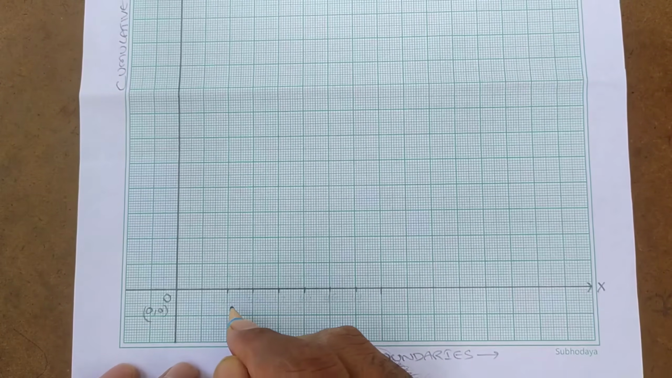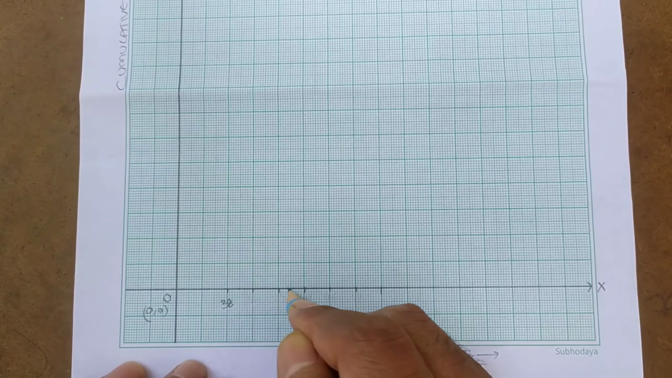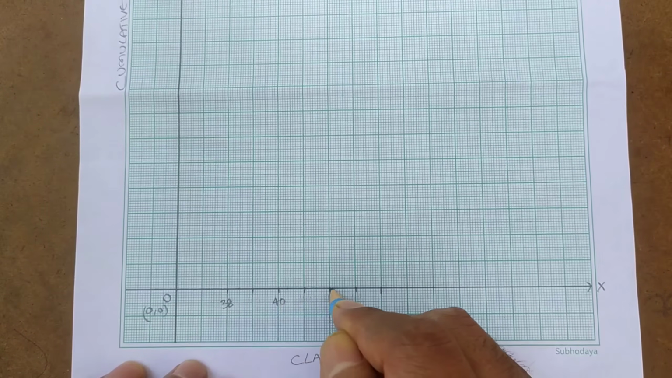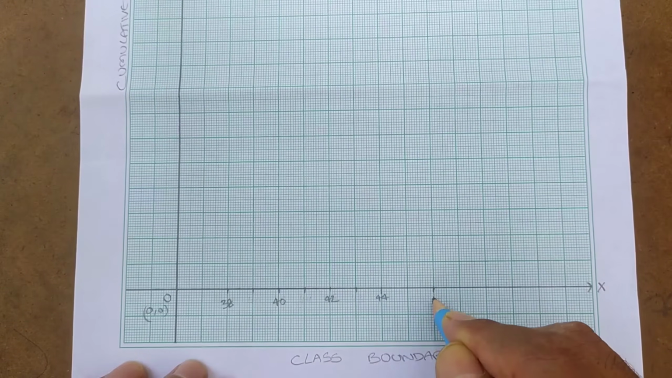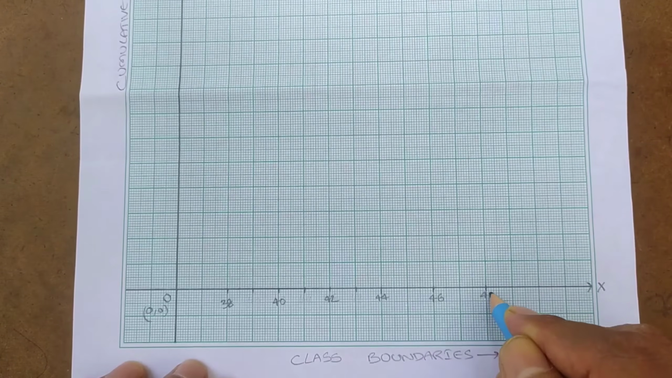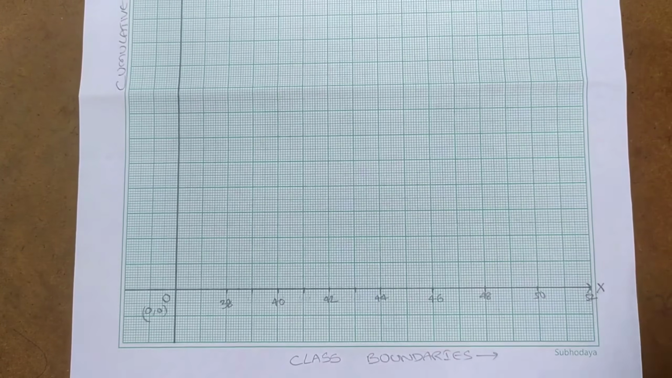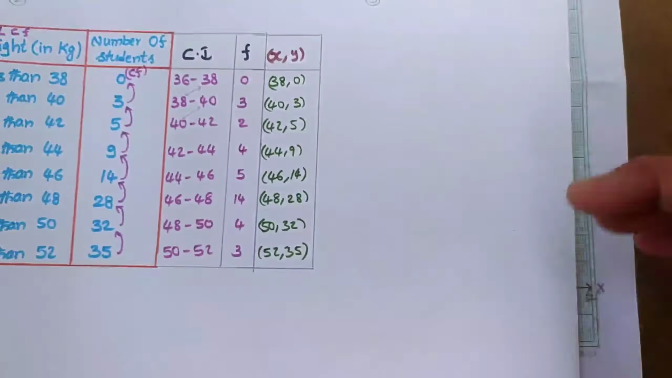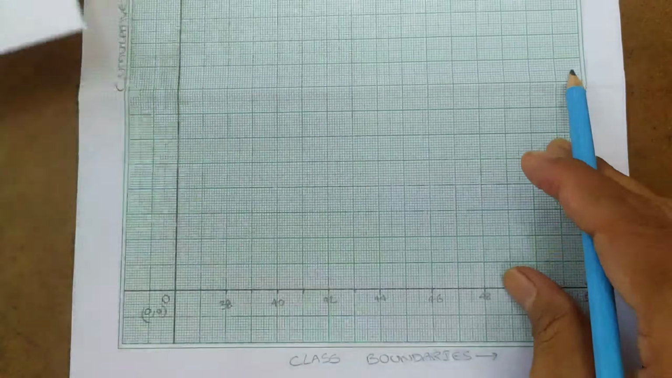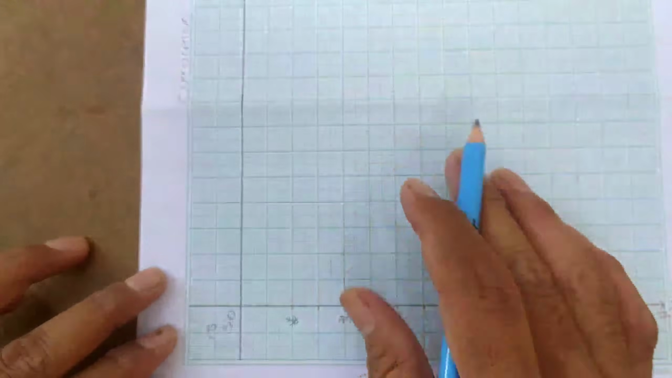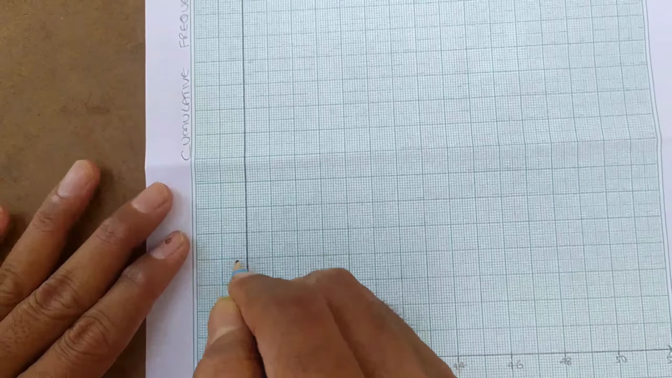See, starting value is 38. So here we can take 38. This I am leaving for 39 and it is for 40. This one leaving, this one is 42. Here it is 44 and here this one is 46. This is 48. It is 50 and this is 52. Now let us observe y values. Here you see 0, 3, 5, 9, 14, 28, 32, 35. So here let us take each centimeter as 2 units. So here I am taking this as 2, 4, 6.